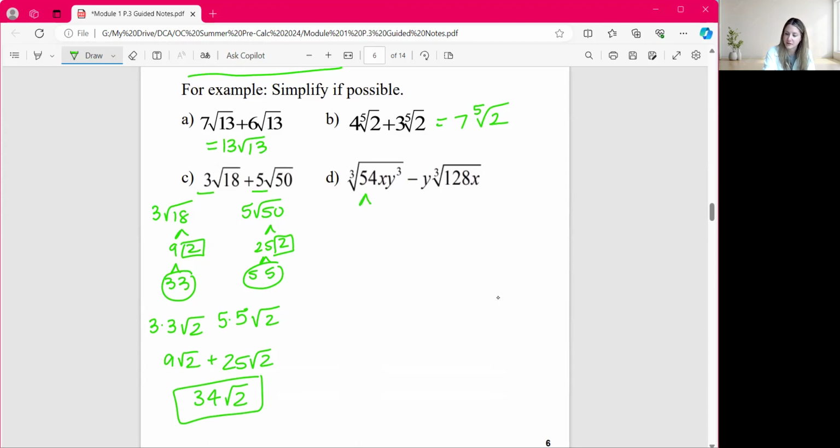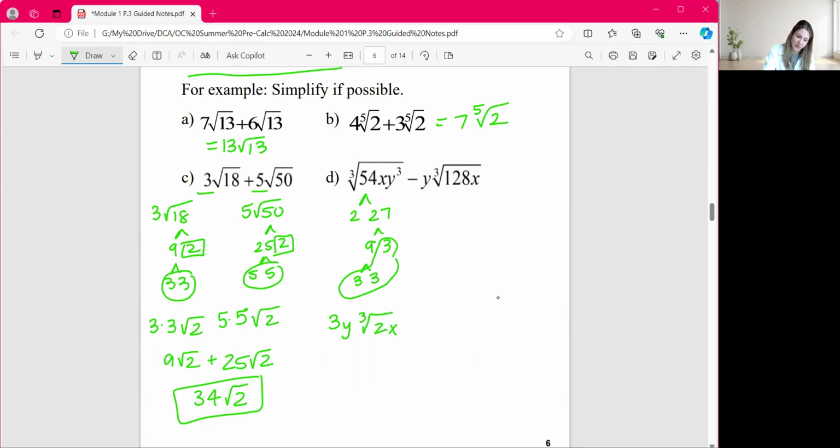54, let's break that down. Let's do 2 and 27. And then I'll do 9 and 3, and then 3 and 3. So instead of looking for pairs when it was a square root, now it's a cube root, I'm going to look for triples. So I have triple 3s here. They're going to come on the outside of the radical. And that 2 that doesn't have a triple, we're going to keep it inside the cube root. The x will not be able to come out of the radical because there's only one of them. Cube root of y cubed, though, is just going to be y.